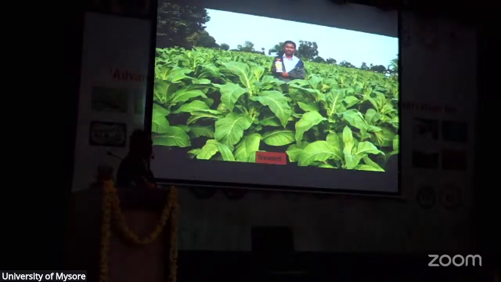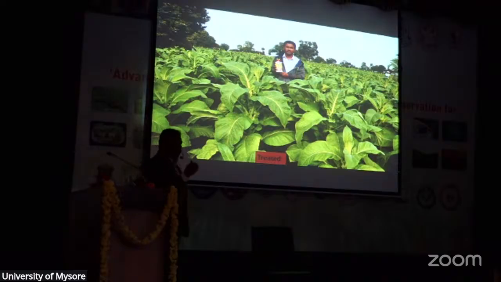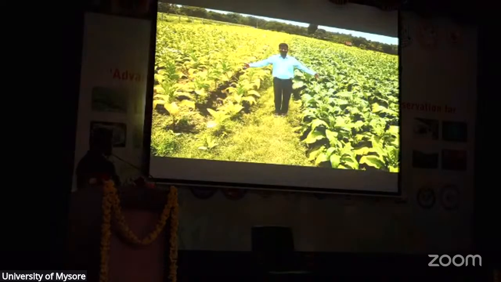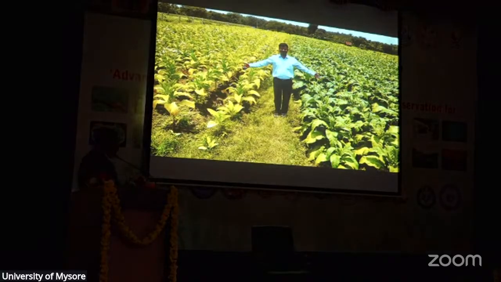So almost double the yield we could achieve just by spraying twice of our product, and the cost per acre is only 1,000 rupees, which increases incremental income of 50,000 rupees to the farmer. And you can clearly see the difference between untreated and treated. So it is not a research plot in a small plot. It is an acres-wise plot.